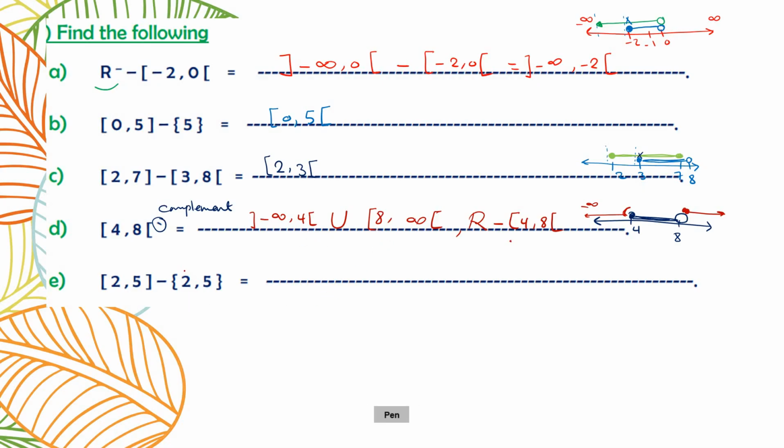Now we want to take away 2 and 5 from this interval. Of course, it will be what? It will be the same interval, but I will open both sides because I take only the element. How do I know it's an element? By using these curly brackets or braces.